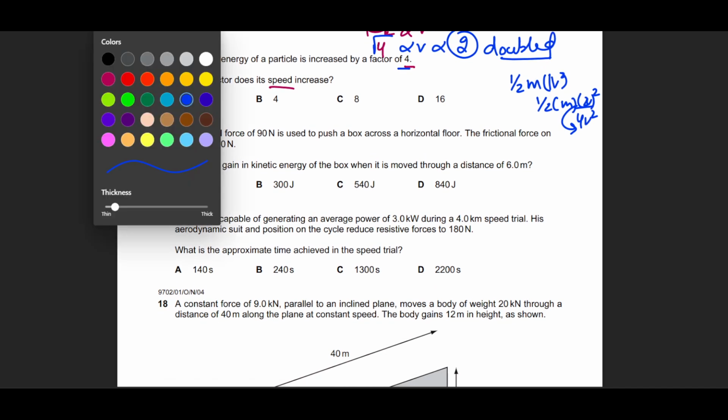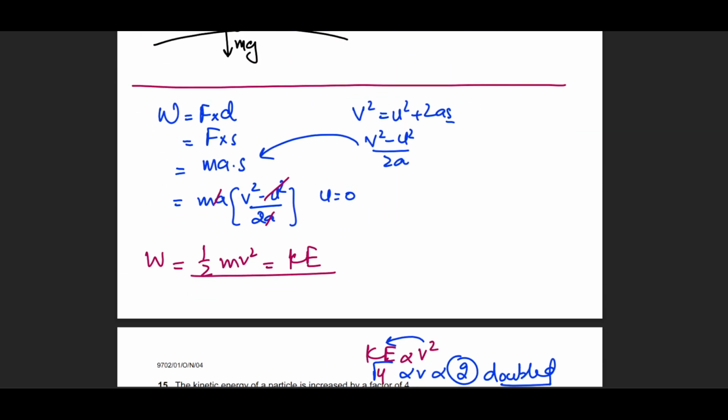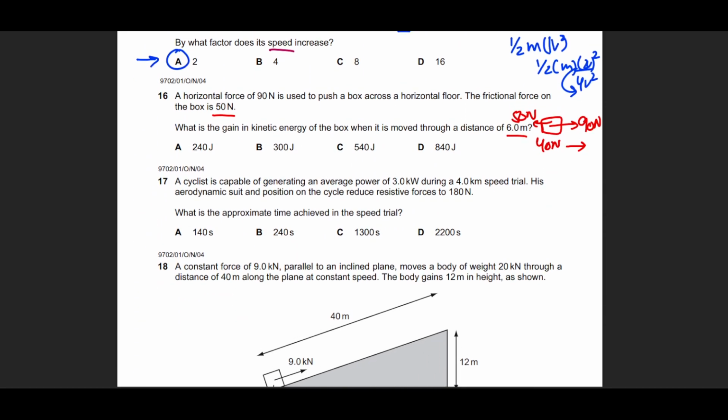Question number 16 suggests that there is a force of 90 newtons pulling it forward, and there is a drag force of 50 newtons pulling it backward. So we are left with a surplus force of 40 newtons in this direction. What is the gain in kinetic energy when it moves through 6 meters? We have established from this proof that the work done to move the box eventually becomes the kinetic energy of the system. So we simply write work done equals kinetic energy, and the work has been done by the extra 40 newtons of force multiplied by a distance of 6 meters. This answer comes out very easily as 240 joules.